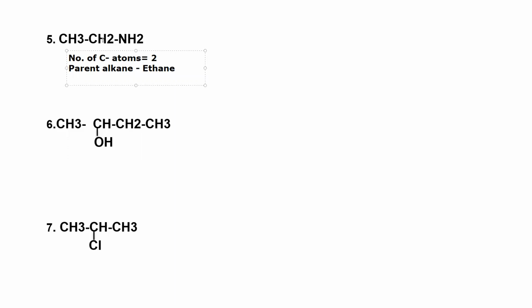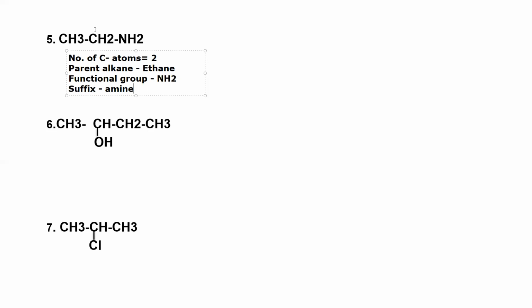Okay. Now, what is the next step? We have to find out the functional group. Which is the functional group present here? The functional group present is NH2. What is NH2? Amine. If amine is present as the functional group, we know the suffix should be amine. The E of the parent alkane should be replaced by amine.